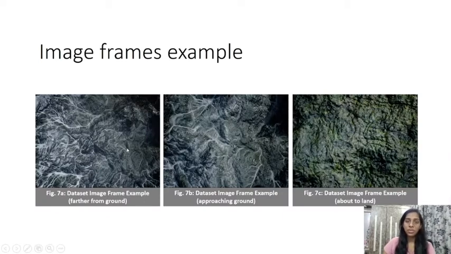These are a few image frame examples from our generated dataset. The leftmost is the image taken from the drone, which is high above the ground. The middle one is approaching the ground, and in the last one the drone is just about to land. Since it is a landing task, the camera is facing downwards and we can see the ground view.